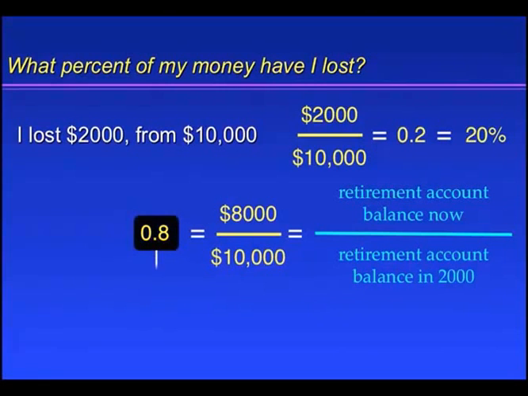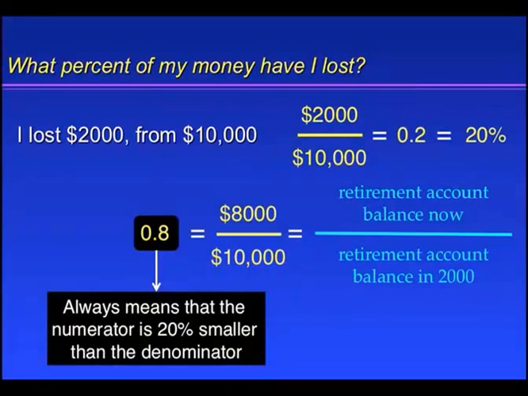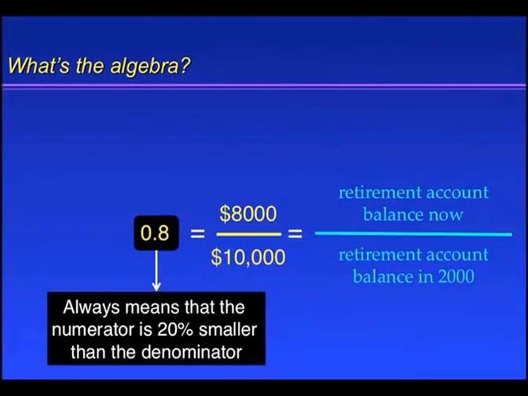But that information is contained in this ratio of 0.8. 0.8 always means that the numerator is 20% smaller than the denominator. What's the algebra? 1 minus 0.8 equals 0.2 equals 20%.